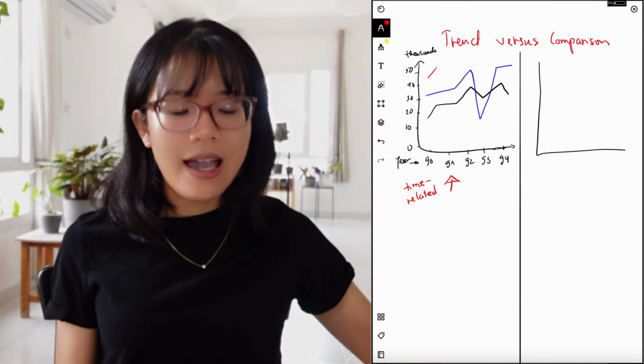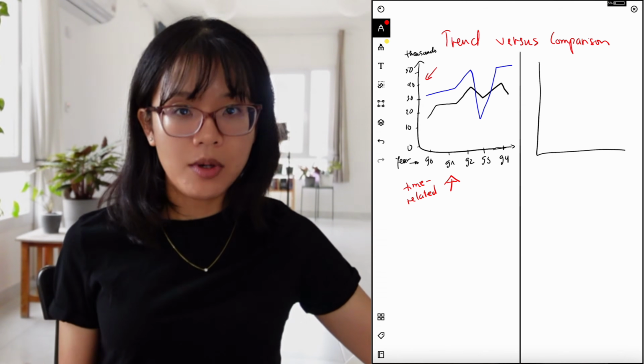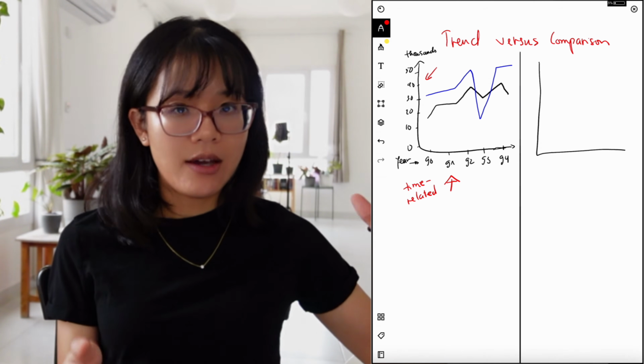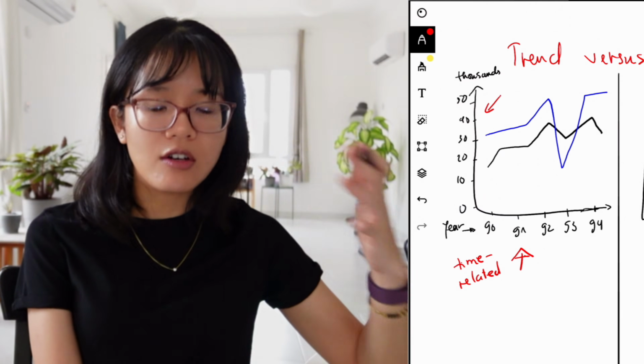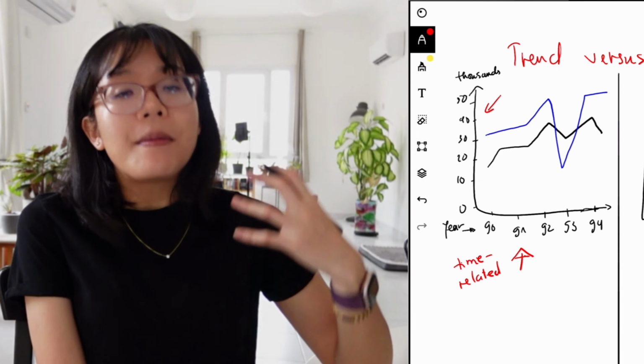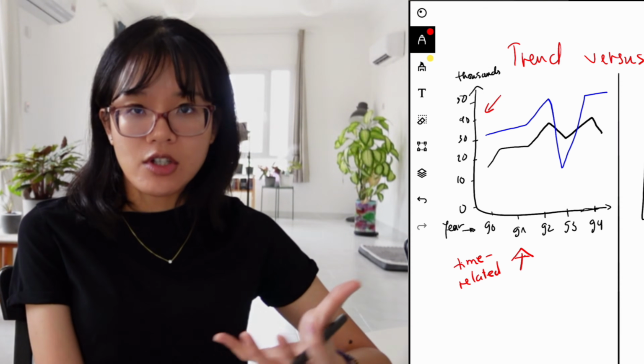And on the y-axis over here, you will have something related to numbers. Sometimes you can have percentage as the data over here. At this point, I want you to pause the video so that you can look at this graph. Take a very good look at this graph to understand and to remember what it looks like, because I'm going to show you the comparison chart right now.